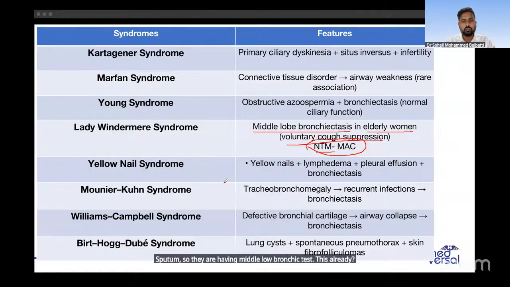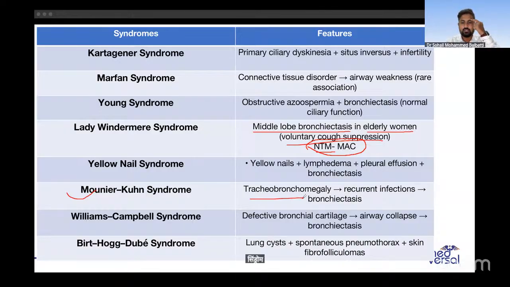Then yellow nail syndrome, which is yellow nails plus lymphedema plus pleural effusion and bronchiectasis. And we have certain congenital conditions like Mounier-Kuhn, where tracheobronchomegaly leads to recurrent infection and bronchiectasis. And we have Williams-Campbell, which is defective bronchial cartilage causing airway collapse and bronchiectasis.